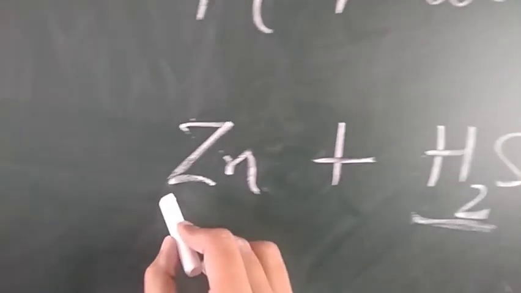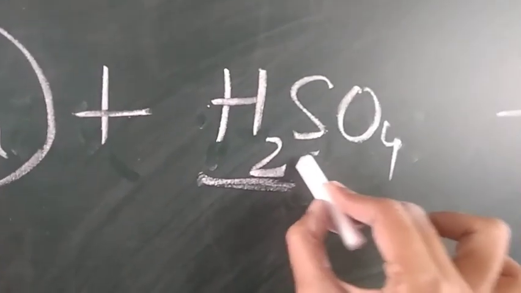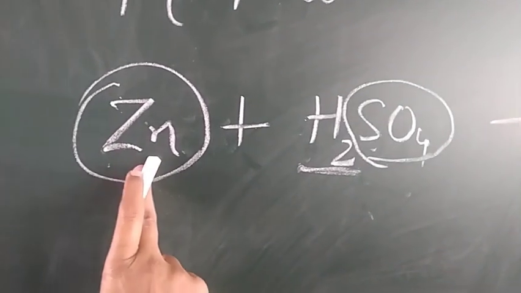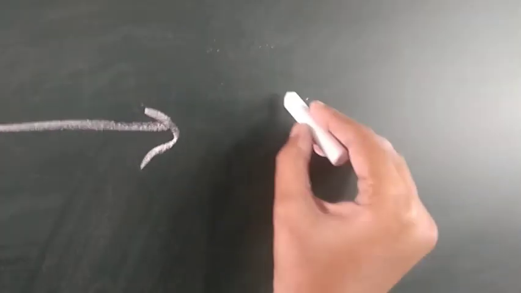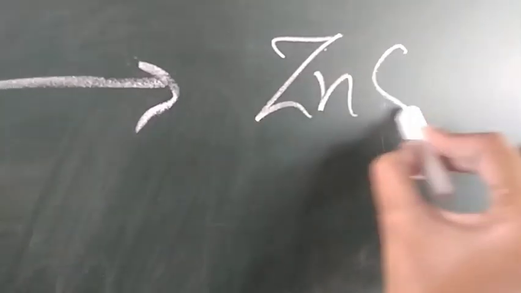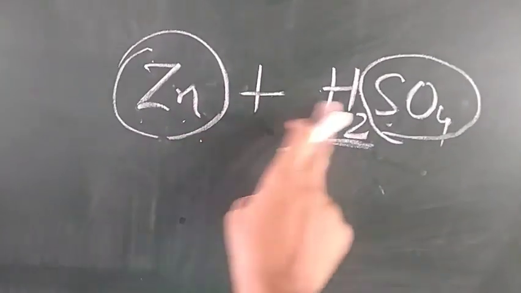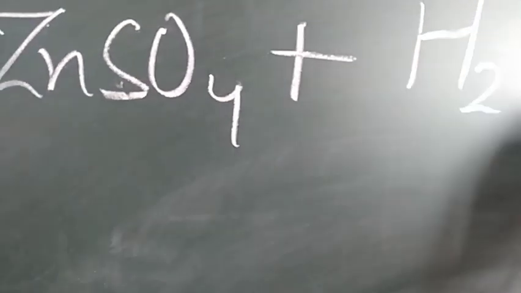So what do you get here? You will get Zn, and from here you will get SO4. The metallic salt formed here is ZnSO4, zinc sulfate. So we write zinc sulfate, and what is left? That is the H2 gas. Like this, hydrogen will form.